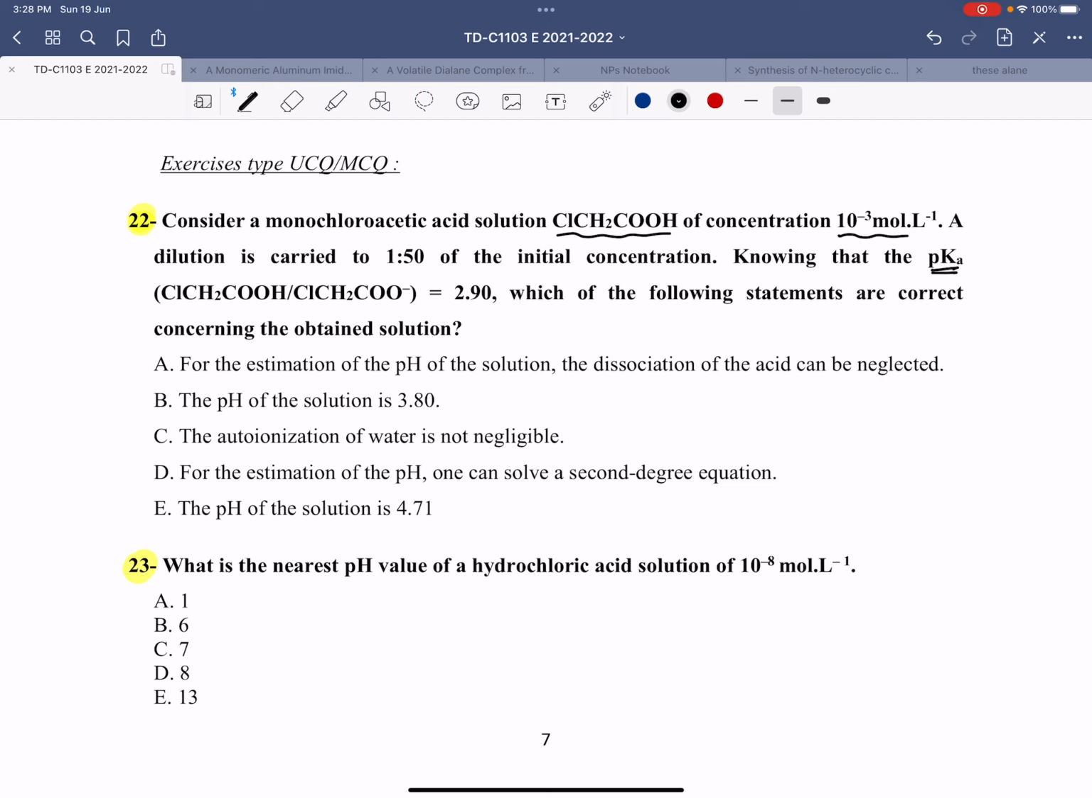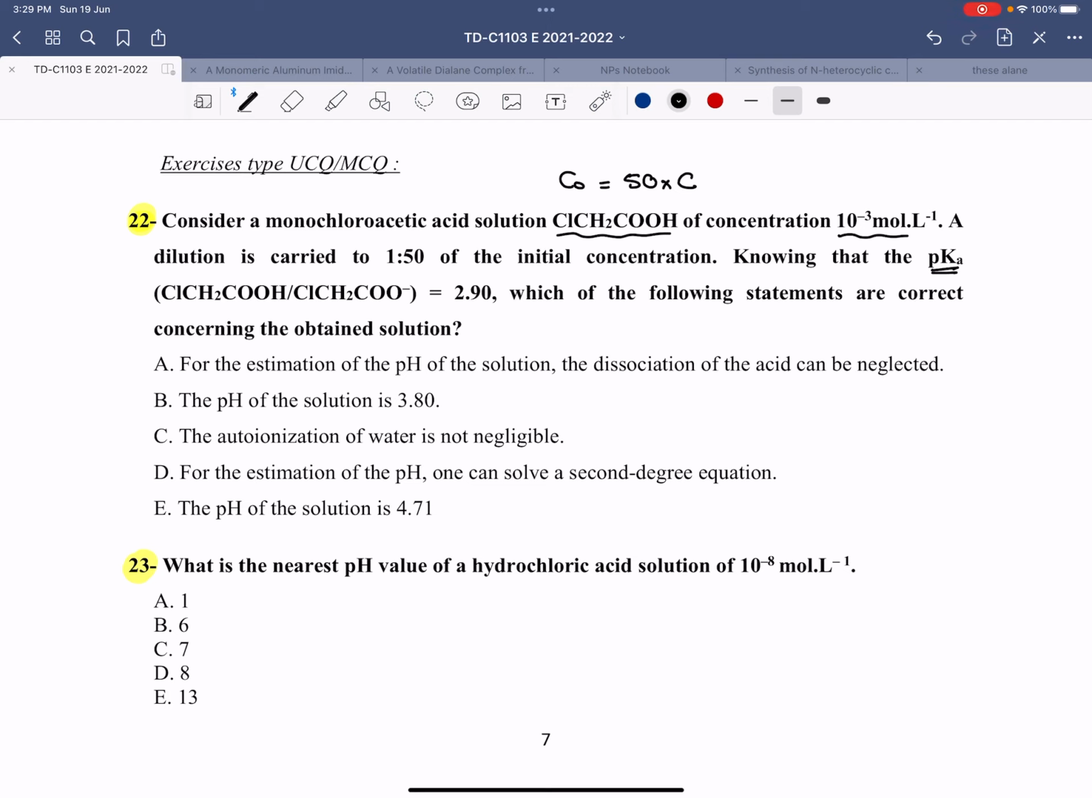A dilution is carried out that is basically 1 to 50 of the initial concentration. It means that the initial concentration was diluted 50 times. So C0, let's say this is the initial concentration, is 50 times the new concentration, or what we call the dilution factor. It's the same thing. Knowing that the pKa is 2.90, which of the following statements are correct?